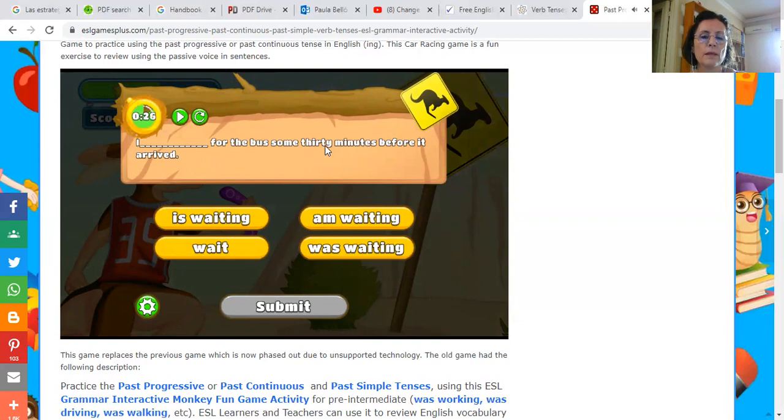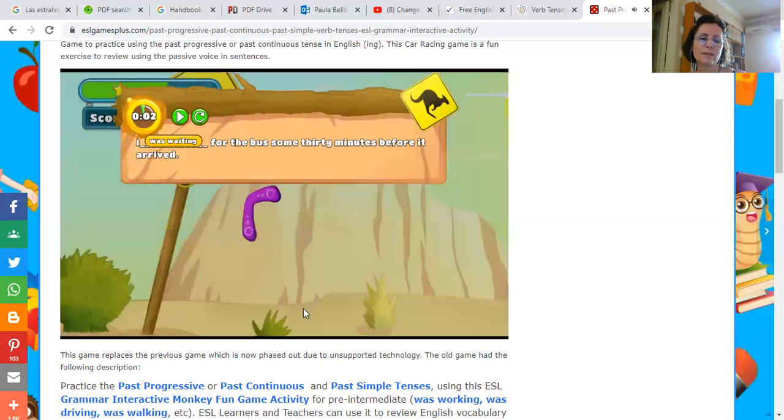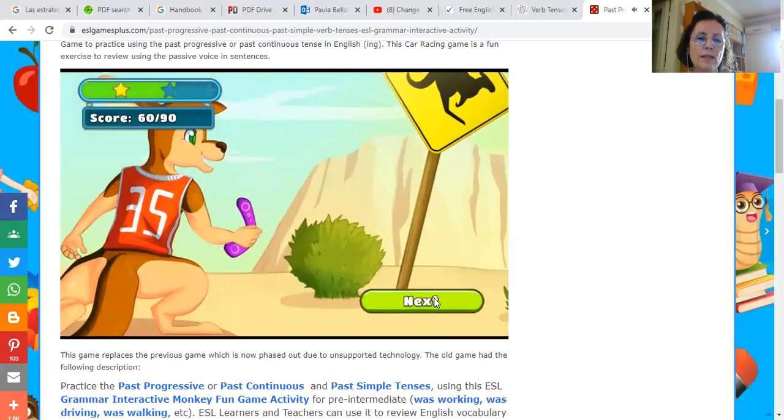Waiting for the bus some 30 minutes before it arrived. So there is an action in progress when the bus arrived. So I was waiting for the bus. Oh my gosh, I was waiting for the bus. It's okay. Submit. Awesome. All right, great.